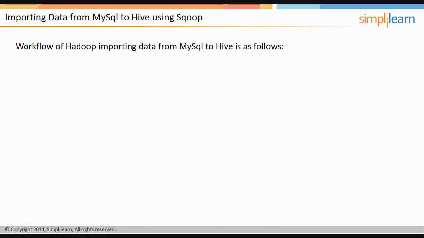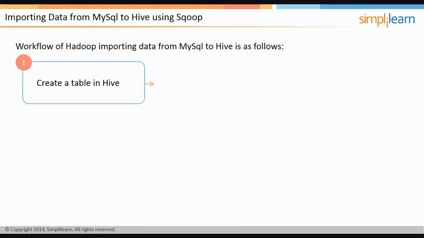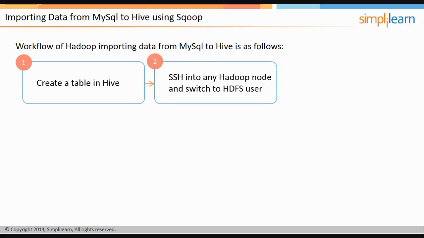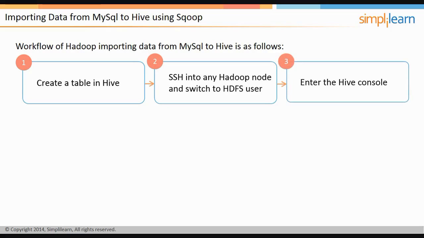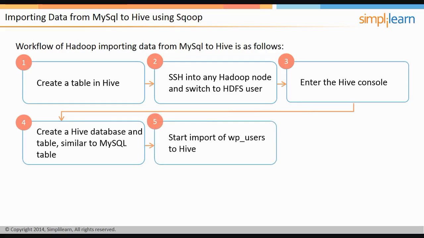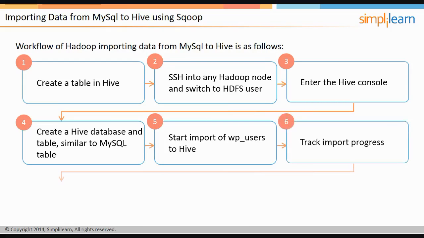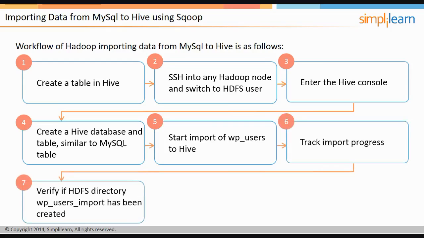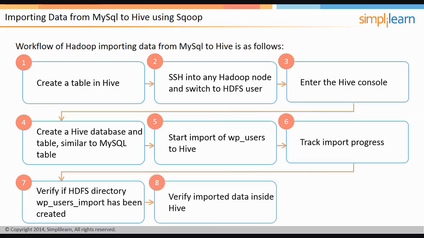The steps to import data from MySQL to Hive are as follows. First, create a table in Hive. Next, SSH into any Hadoop node and switch to the HDFS user. Enter or log in to the Hive console. Create a Hive database and table similar to the MySQL table. Start the import of WP users to Hive. Track the import progress. Verify if the HDFS directory shown on the screen has been created. Verify the imported data inside Hive.